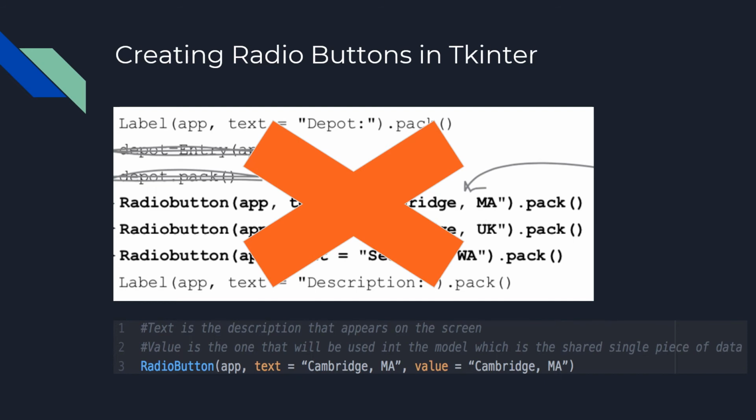However, it should be noted that the 3 lines we have written in the previous slide only set the text descriptions and not the values of the radio buttons. In order to set the values, we need to write the line of code Radiobutton(app, text=Cambridge, MA, value=Cambridge, MA) to assign the Cambridge, MA value to the text Cambridge, MA. We need to repeat the same line of code for Cambridge, UK and Seattle, WA.